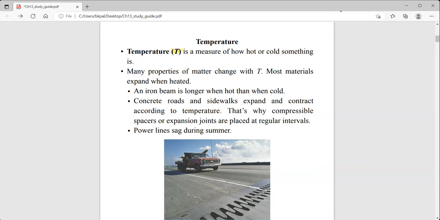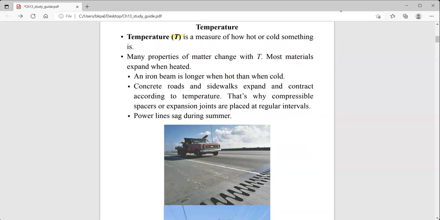Many properties of matter change with temperature. Normally most materials expand with temperature. When you increase the temperature, it expands. When you decrease the temperature, the object or material contracts. It's the normal property of most materials.